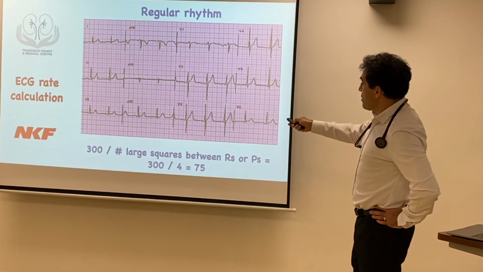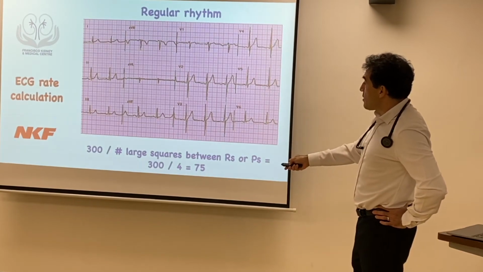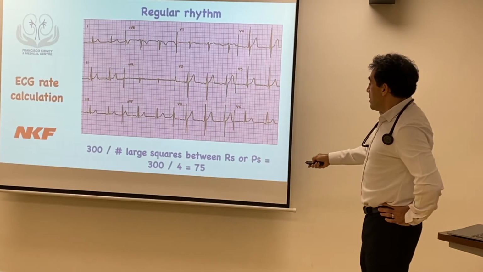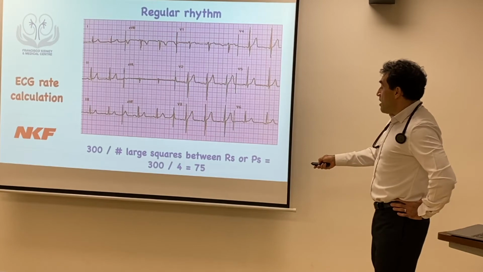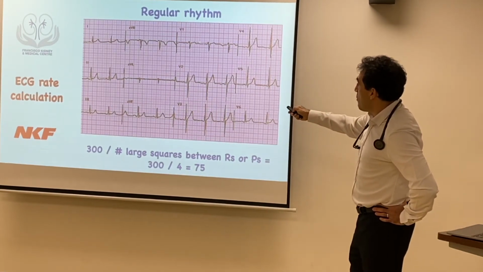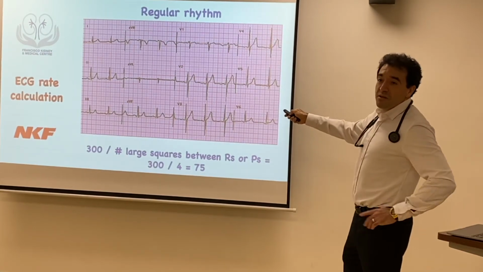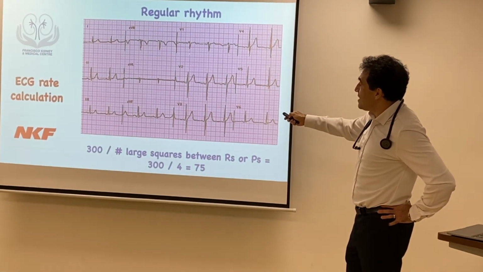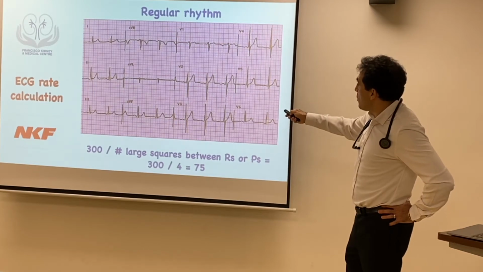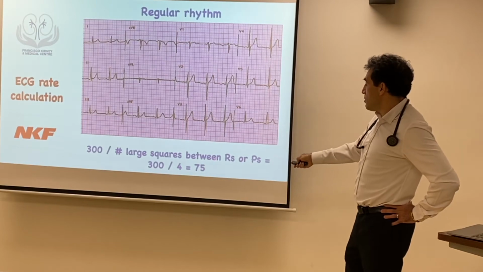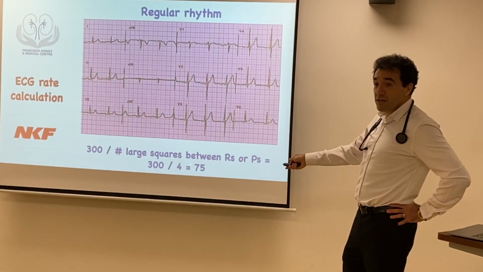So when the rhythm seems regular, you can use the formula 300 divided by the number of large squares, this is one large square, between the R's or the P's. You can either identify the P's and measure how many squares are between this P and the other P, or between this R and this R. It's sometimes simpler to identify the R. When this R is exactly on the line, it's very easy. So you count 1, 2, 3, 4, correct? So the formula is 300 divided by 4, which is 75.